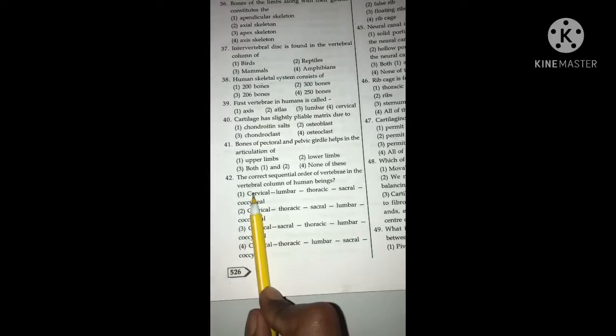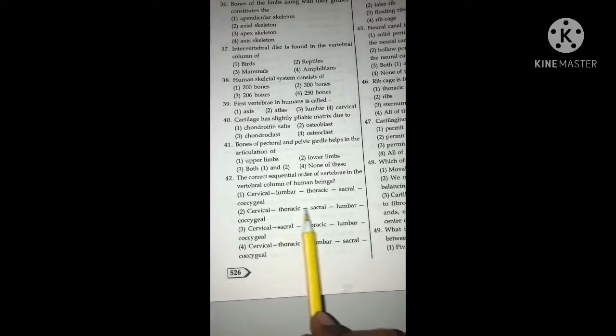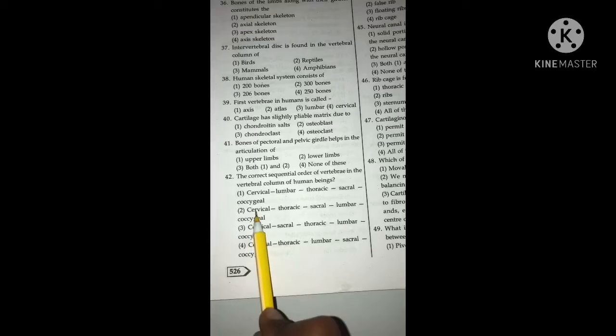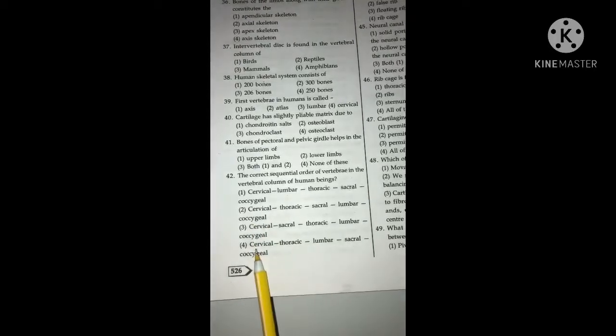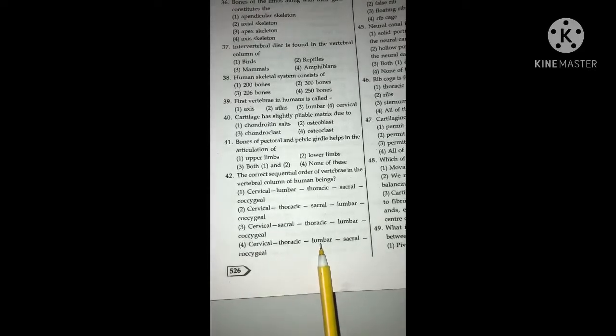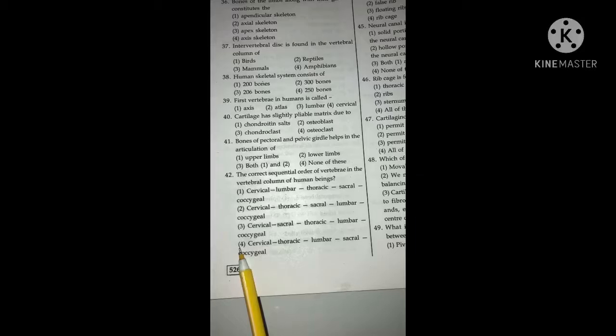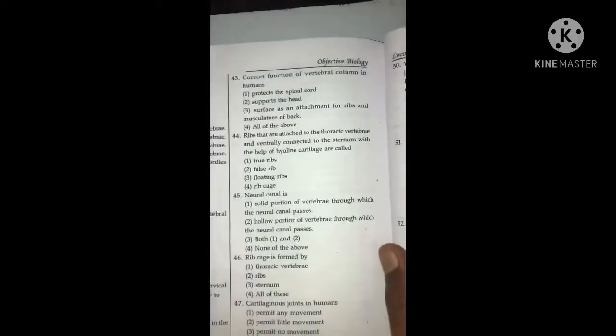Second one is called which one? Thoracic region. Next one is called the sacral. Look at here. First cervical vertebrae, then thoracic vertebrae, then lumbar vertebrae, 5 in number, sacral vertebrae, 5 in number, coccygeal, that is 4 in number. So the correct option is option number 4. Then move on to question number 43.